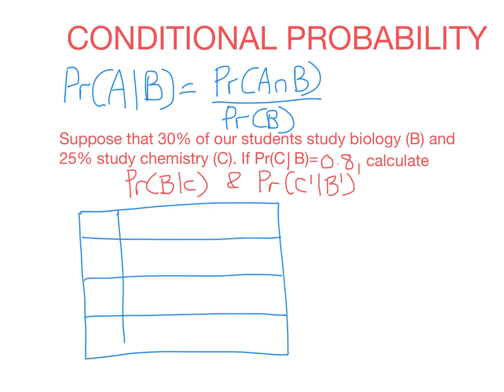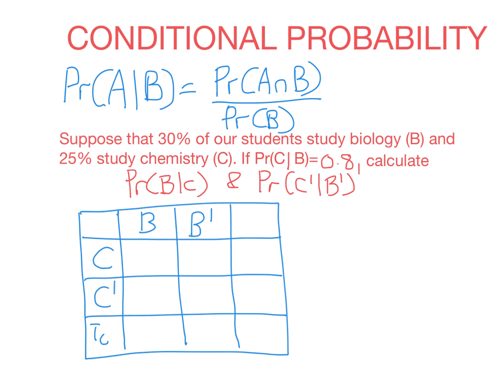Now, Venn diagrams and two-way tables do literally the same thing. Their only purpose is to display information about 2 sets. So there are 2 ways that students can be. They can either take biology or not take biology. That symbol means complement, or not. And then C and C dash, they can either take chemistry or not chemistry.